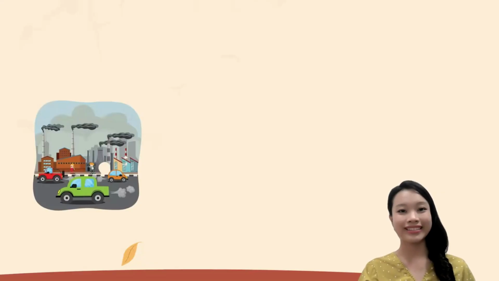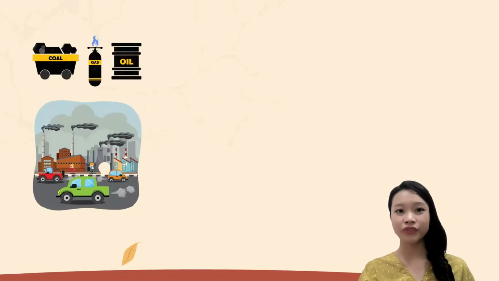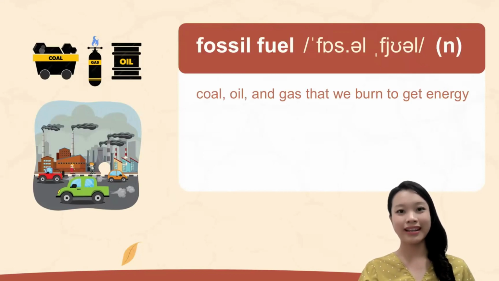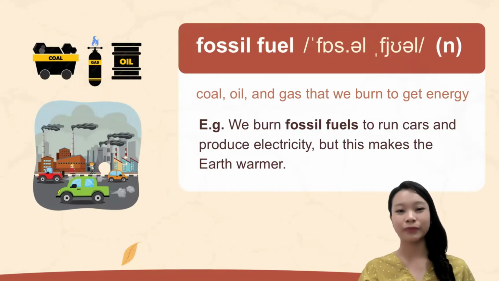Now, the first word, let's take a look. What do you see happening here? Look at all the smoke from the cars and factories. It is created when we burn fossil fuels. So, fossil fuels are coal, oil, and gas that we burn to get energy. Now, repeat after me. Fossil fuel. So, fossil fuel is a noun. Let me show you an example. We burn fossil fuels to run cars and produce electricity, but this makes the earth warmer.